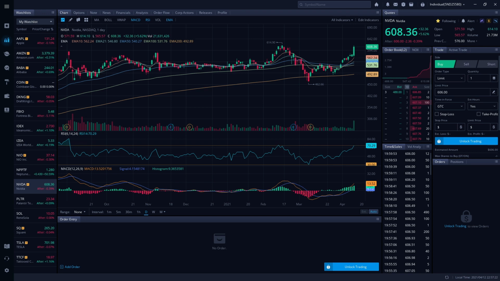Now technically, NVDA is approaching overbought. Keen and Grace gave a buy-in price of $575 and an ideal buy-in price of $550. I agree with both of those buy-in prices.